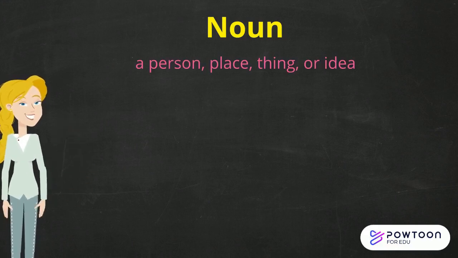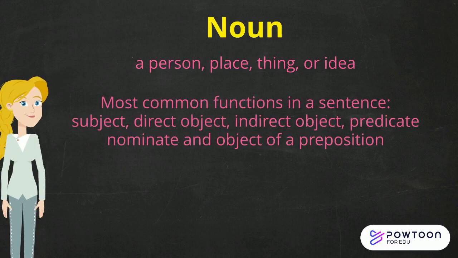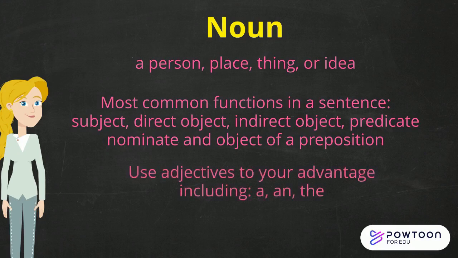So, more than just the basic person, place, or thing, a noun can be a person, place, thing, or idea. Nouns can be used in many ways through a sentence, including most commonly the subject, direct or indirect object, and object of a preposition. Since adjectives modify nouns, use adjectives to your advantage, including those three very common adjectives, a, an, and the.